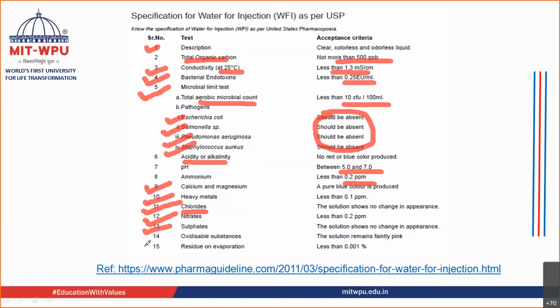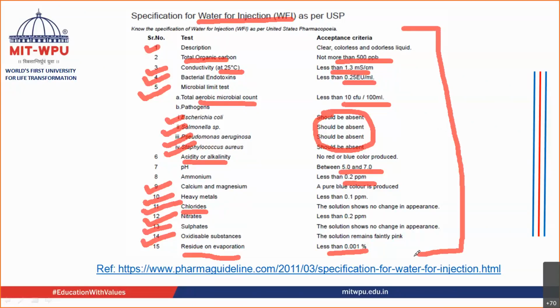The oxidizable substances should not be present, and also the residual evaporation, that is the solid content, should be less than 0.001%. So these are the specifications of water. The water for injection that you're going to use in production of your parenteral preparation should have all these specifications and should pass all of them.